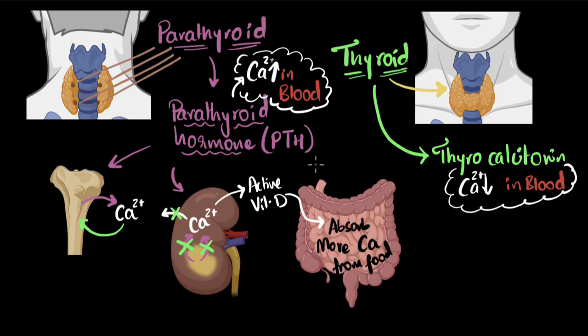And what if the calcium levels are high in the blood? Well, now the PTH will not get released. Its levels will reduce. The thyrocalcitonin levels will increase. And what does it do? The exact opposite. It ensures the calcium from the blood goes back into the bone. It ensures that no reabsorption of the calcium happens from the urine in the kidneys.